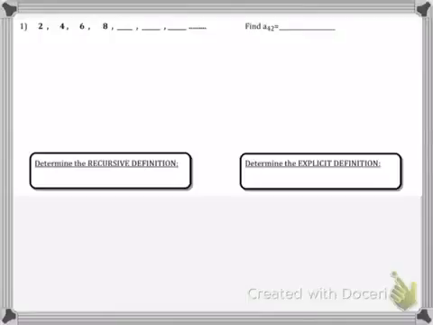So we're looking at this sequence right here. Our next 3 terms, we see it going up. So we're going to find our common difference. Our common difference would be 2, going up by 2, going up by 2. So our next terms, we know, would be 10, 12, 14. Alright.